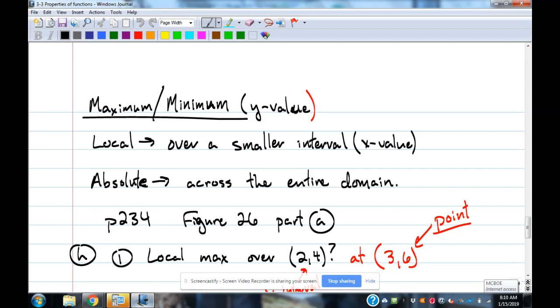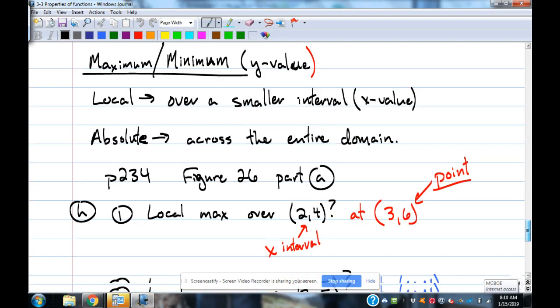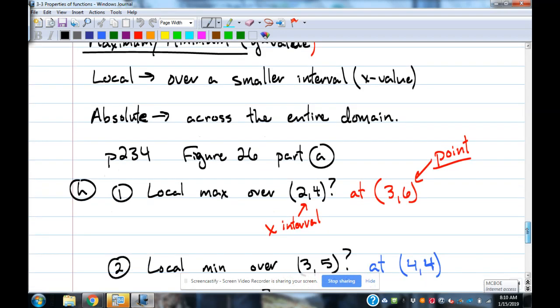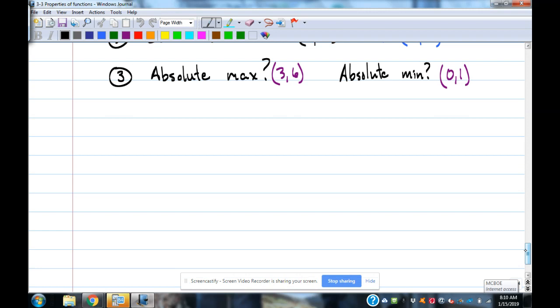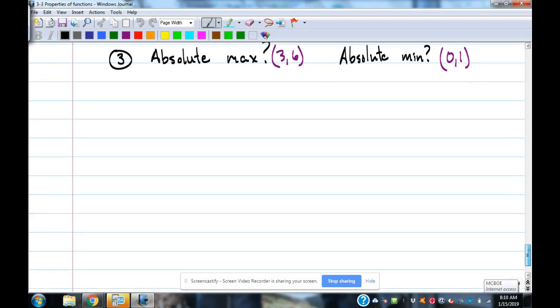And then we looked at a graph on page 234 of our book and did those things with local maxes and looked at certain intervals to find those local maxes, local mins. And I told you the next thing that we were going to do was talk about using the graphing calculator to help us find local maxes and mins. So that's what we want to do next, and then do some other stuff.